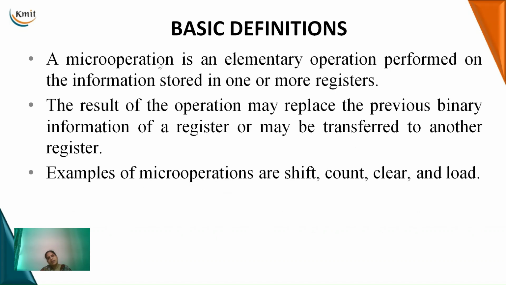And the result of the operation may replace the previous binary information of a register or may be transferred to another register. It can be any type of operation. Examples of micro operations are shift, count, clear, load. So count the number of bits in a register, clear the contents of a register, load some value into a particular register. All these are micro operations which can be performed on the registers.